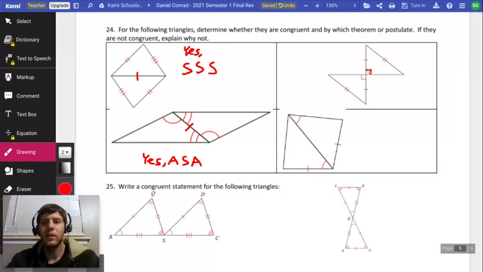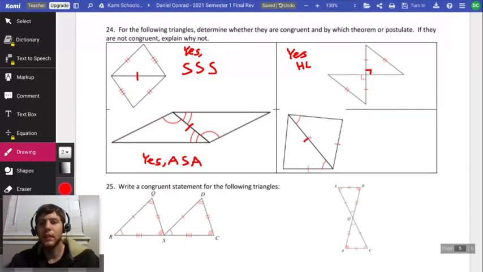We have right angles, so check there. Our hypotenuses are congruent, and then we have 1 pair of legs. So these 2 triangles are congruent, yes, by the hypotenuse leg theorem or postulate, depending on semantics.